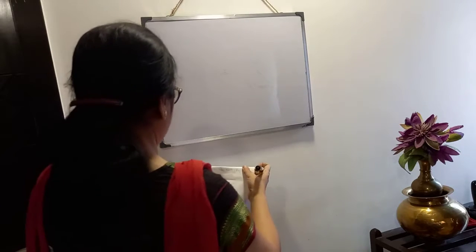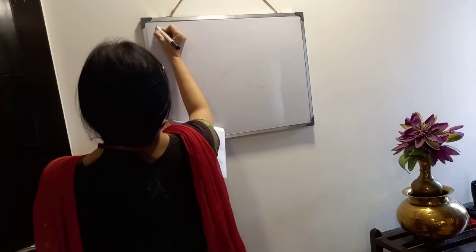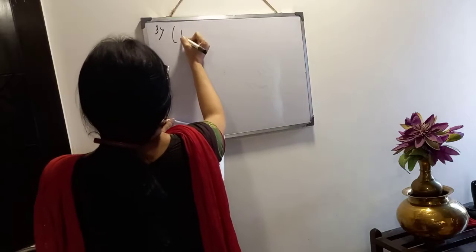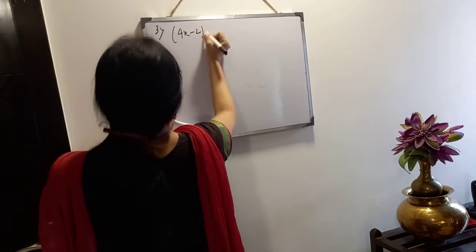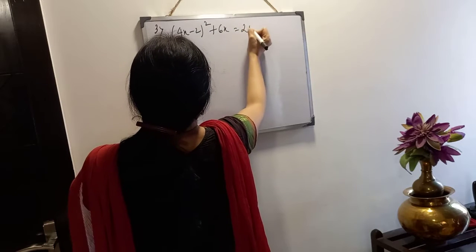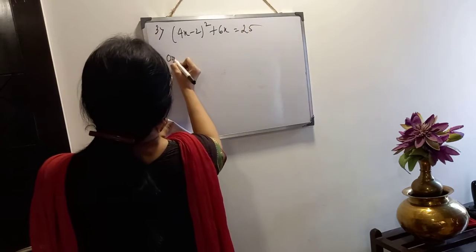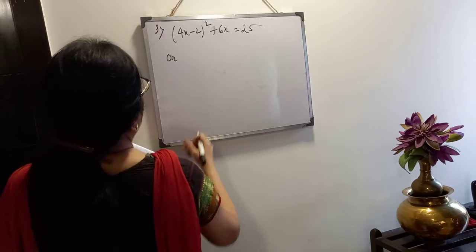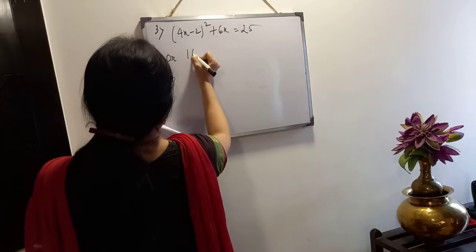Another, we will open the bracket by a minus b whole square formula.